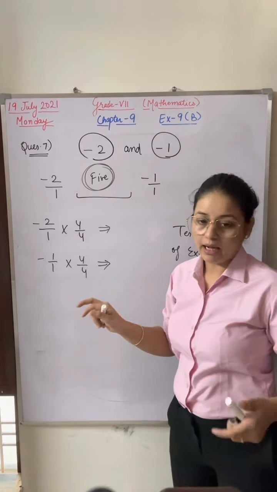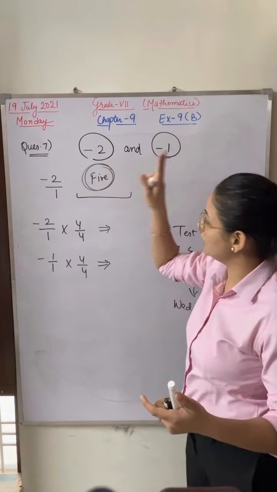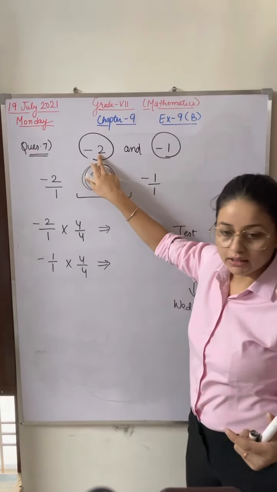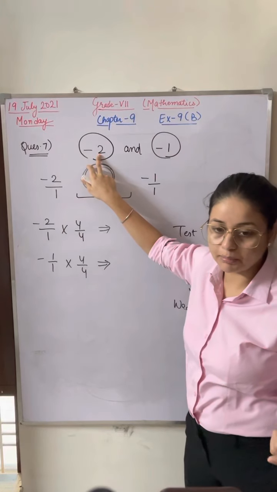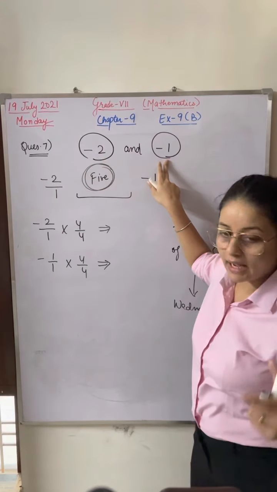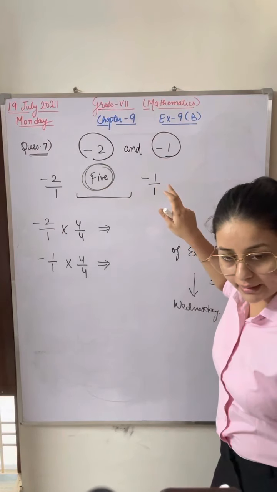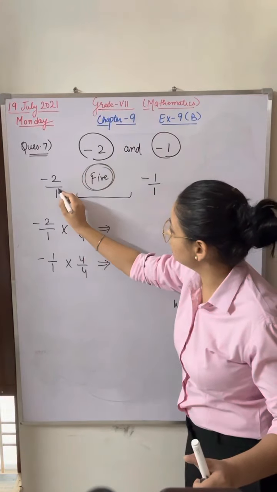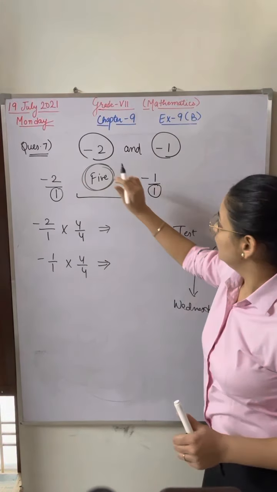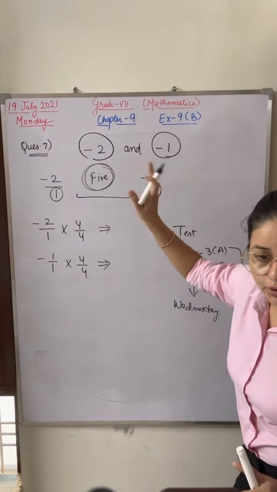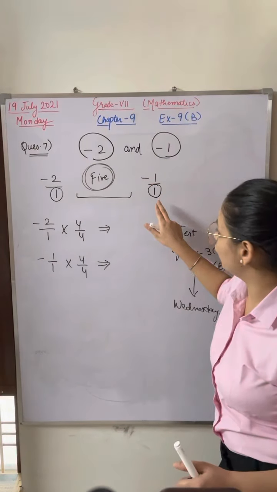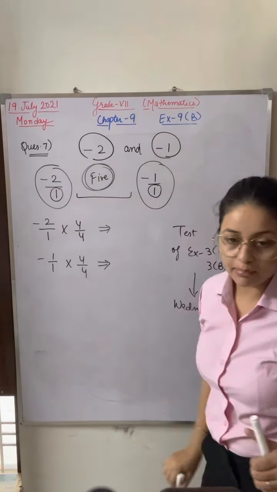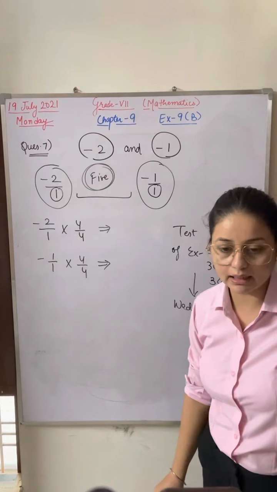First of all, I want to tell you -2 and -1 are rational numbers. Don't say, ma'am, these are integers. Now you are doing this chapter and you know the properties. -2 and -1 are integers, and they are also rational numbers because they have 1 in the denominator. Whenever any two numbers are given to you, you can write 1 in the denominator so that they become rational numbers. I told this earlier.